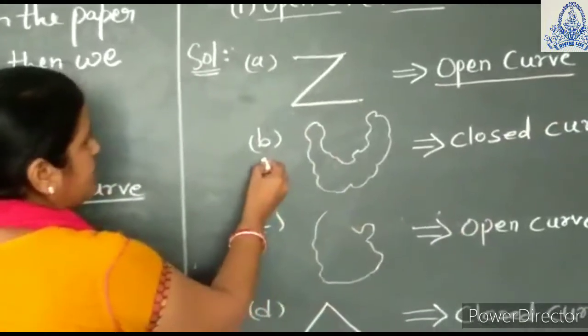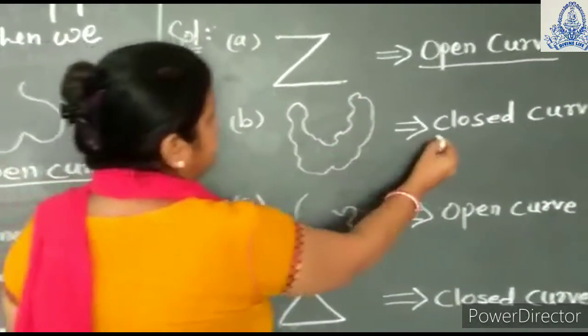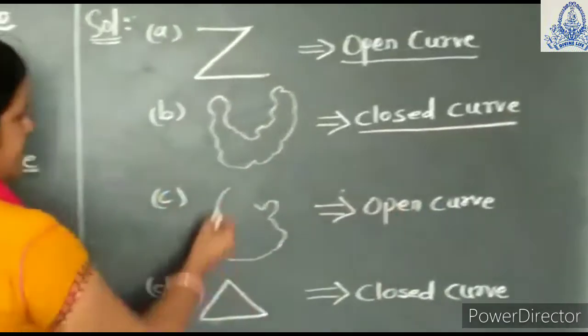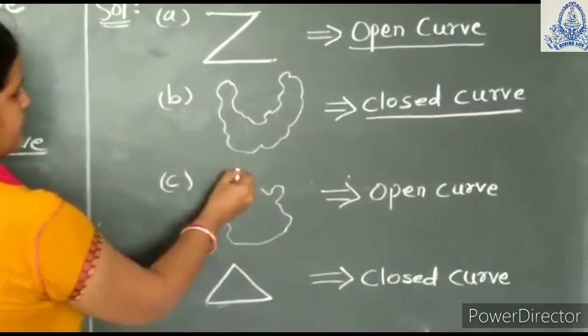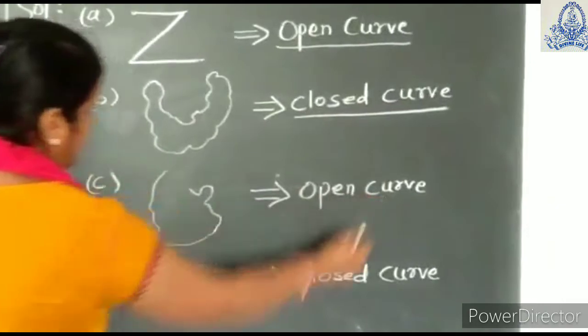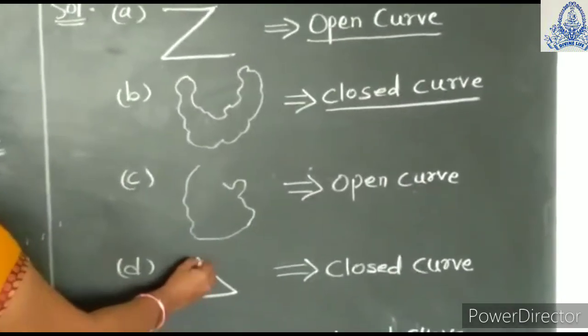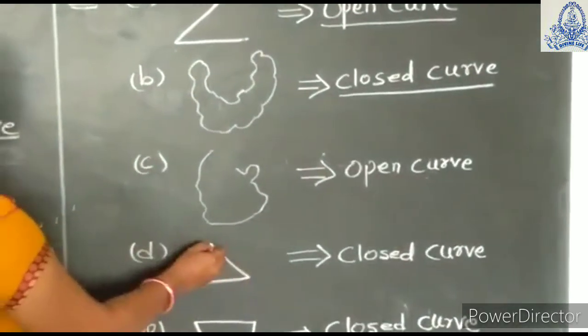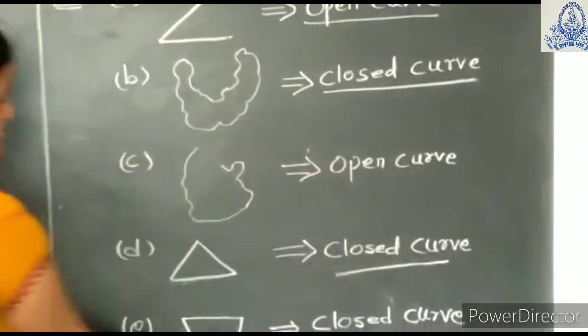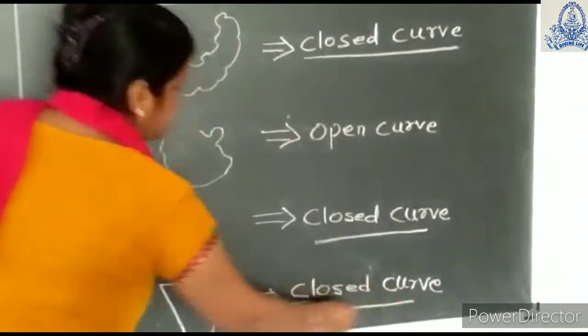Now number B, both sides are closed, then it is a closed curve, and here both sides are open, then it is an open curve. Now here this is a figure of a closed curve. Last one is also a closed curve.